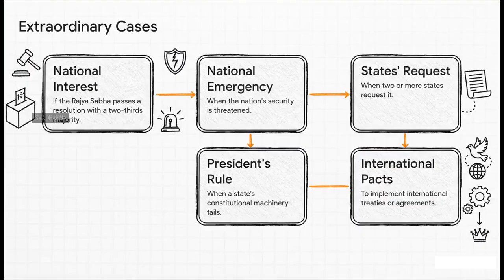Let's quickly go through these 5 exceptions. 1. In the national interest. For this, the Rajya Sabha, the Council of States which represents the states themselves, must pass a resolution with a special 2/3 majority. 2. During a national emergency. When the security of the nation is at stake, the structure becomes almost entirely unitary. 3. If 2 or more states themselves ask the center to make a law for them. 4. To implement international treaties. And finally, number 5, during the imposition of president's rule in a state. These exceptions show that our federal system has a lot of flexibility and can become quite centralized when needed.